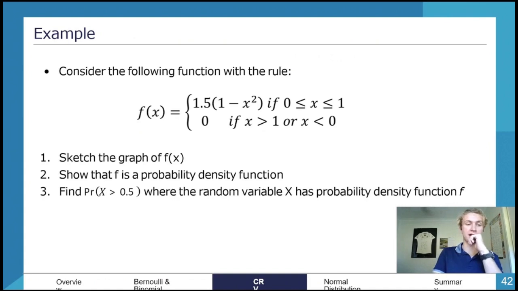Finally, we were asked to find the probability that x is greater than 0.5. So what's the probability that x is between 0.5 and infinity? But we don't care about infinity. What we care about is where it goes to 1, because from there it equals 0. So we don't care about it.